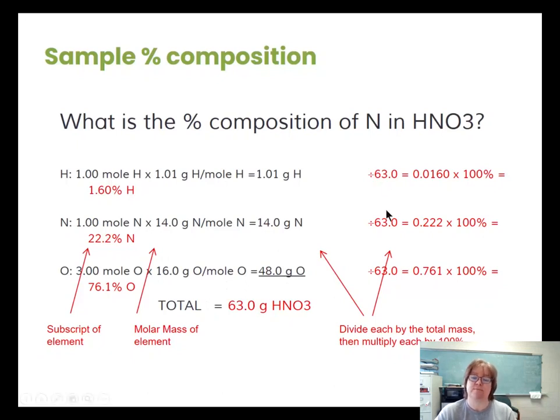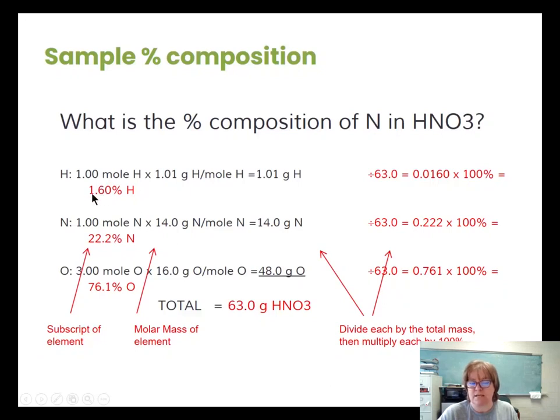Now, to get the percent composition, I take the element mass divided by the total mass. So 1.01 grams of hydrogen divided by 63, and then I multiply by 100 to get it into percent. That's 1.6% hydrogen. 14 grams divided by 63 grams times 100% is 22.2% nitrogen, and similarly 76% oxygen. Note that when I'm done, these should add up to 100. If I've done the percent composition of all the elements in the compound together, they should add up to 100% of the mass.